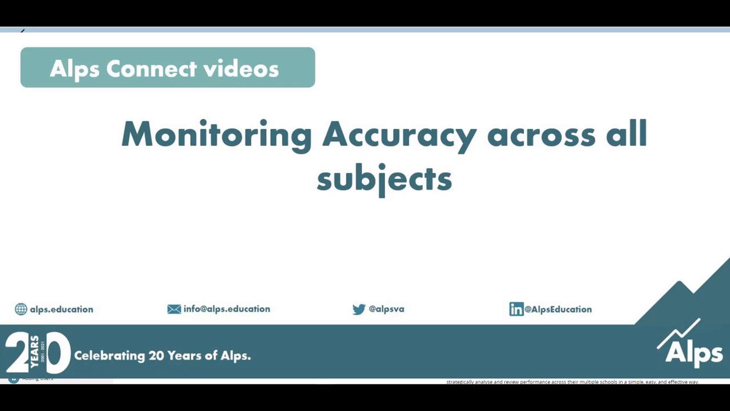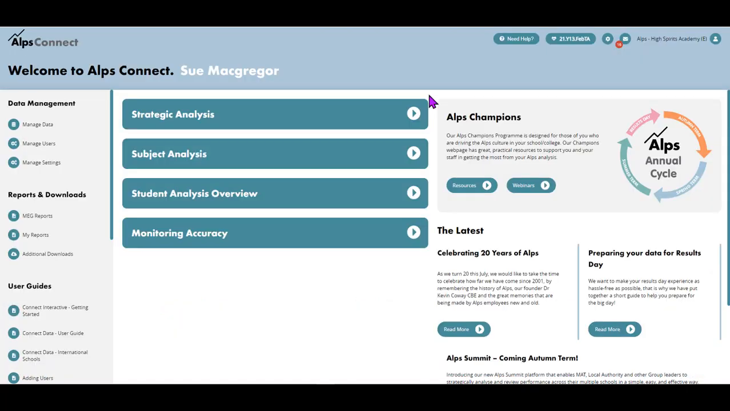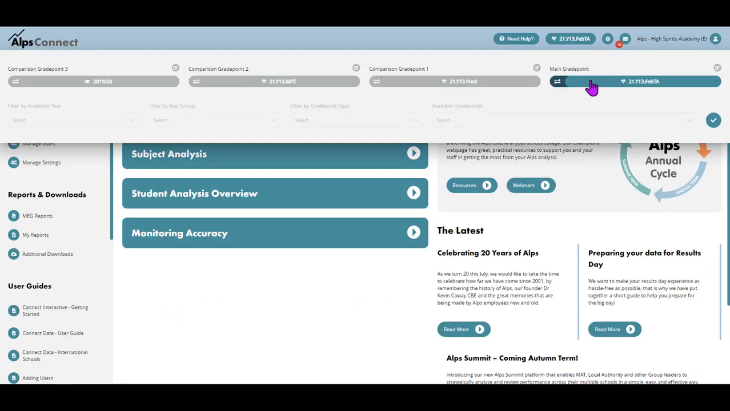Right then, we're going to look, very briefly, at the monitoring accuracy, and we're going to look at that across subjects. There is another one that looks at it within subjects. So we are going to start with a year 13 grade point. Let me just show you what I've got on here.